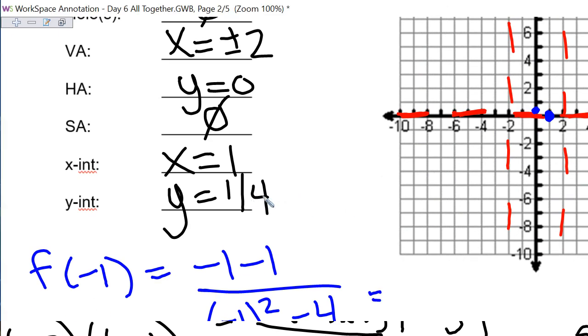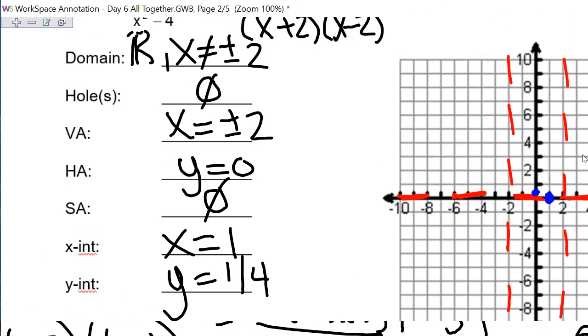What's negative 1 minus 1? Negative 2. What's negative 1 squared, and 1 minus 4? Negative 3. So that ordered pair would be negative 1, positive 2/3. Plot that point. Looking at those points, is it quadratic or cubic? Cubic. Left arm points up, right arm points down.